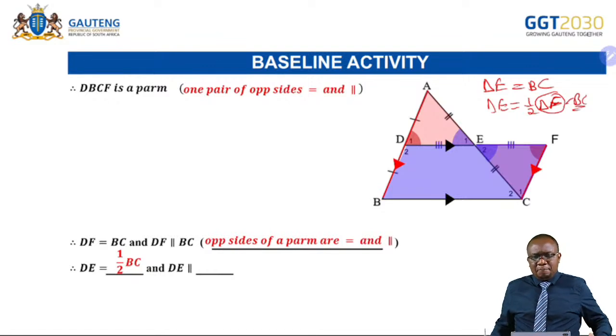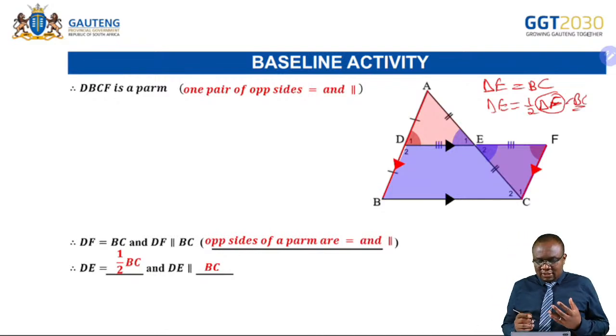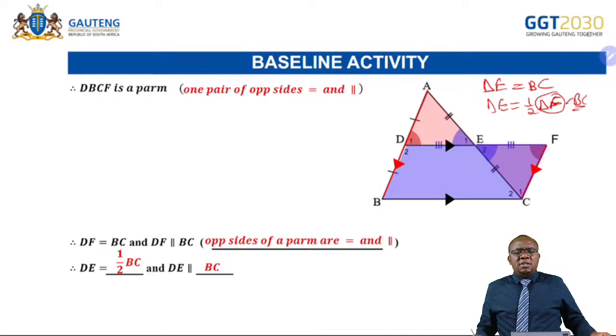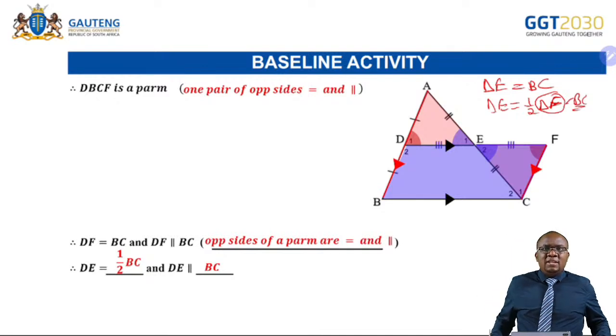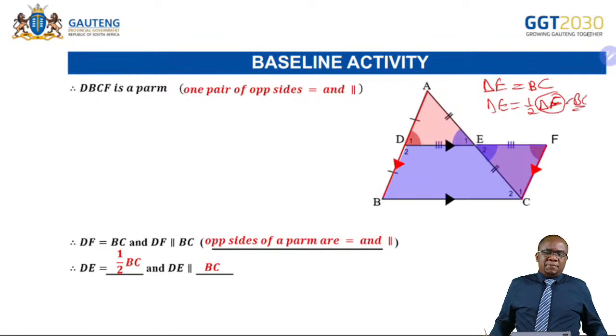And then are they parallel? Is DE parallel to BC? Yes, because DBCF is a parallelogram. So DE is parallel to BC. So we have proved that the line segment joining the midpoints of the two sides is parallel and half the size of the third side. That's the midpoint theorem. That's what we did in the previous lesson.